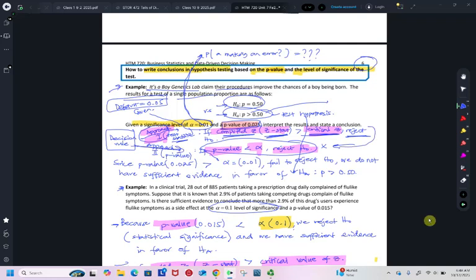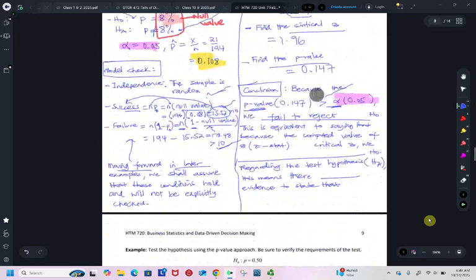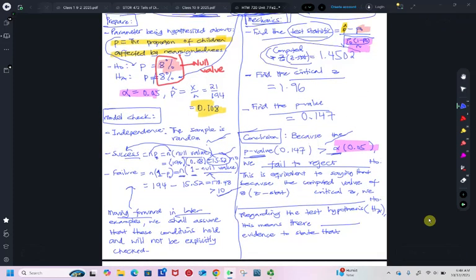I'm going to show you that this is equivalent to following approach 1, where if the z stat is greater than the critical z, we should reject. Otherwise, if it is lesser, we should fail to reject. So in this case, let's look at our computed z statistic. You will notice that the z stat is equal to 1.4502, and our critical value z was equal to 1.96.